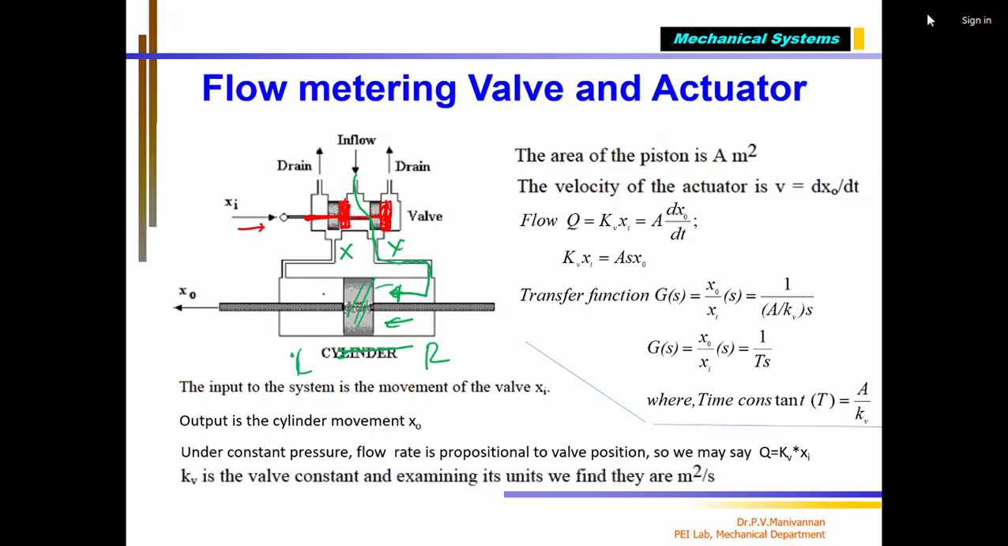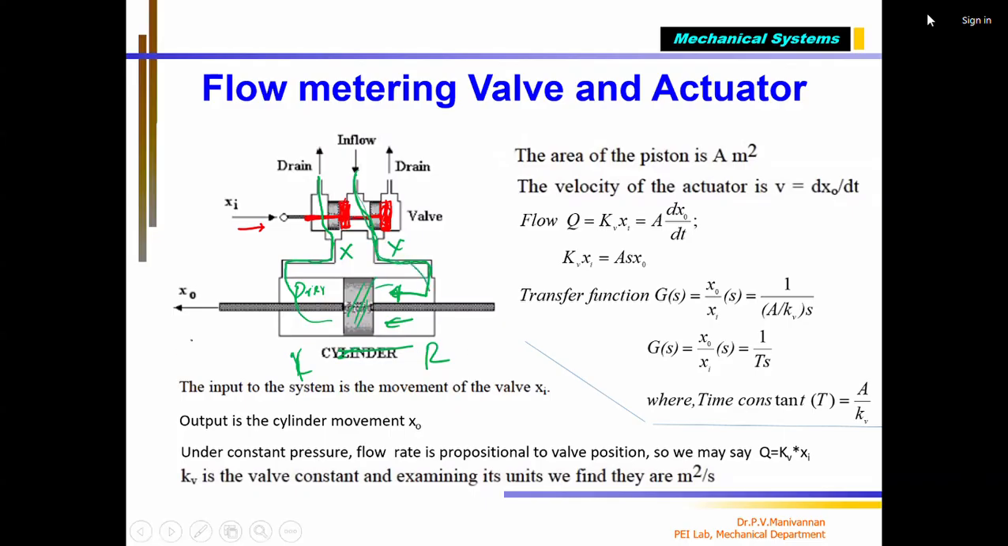Please note that at that time both chambers will be filled with oil. Here the pressure is less. The low pressure fluid will go out of this chamber and go to the outside tank. So the pressurized fluid enters from the inlet port, comes here and moves this piston.